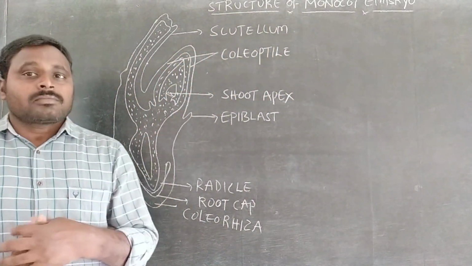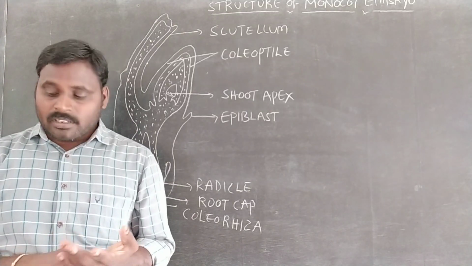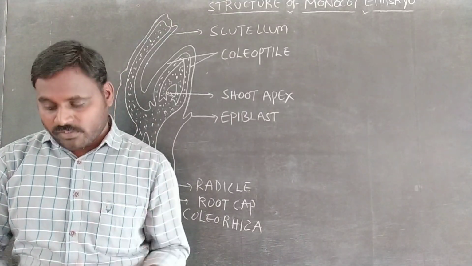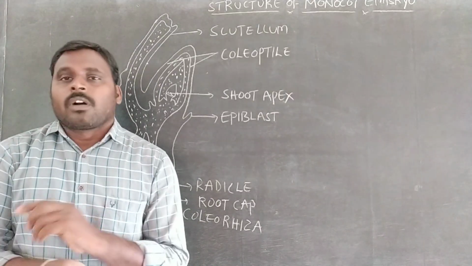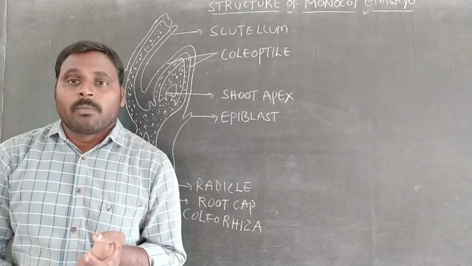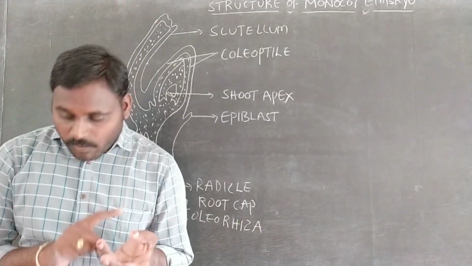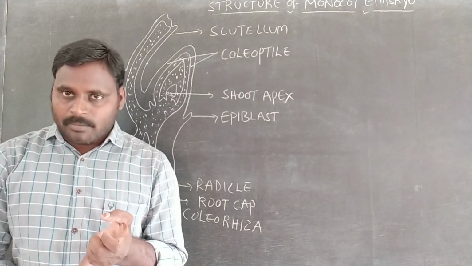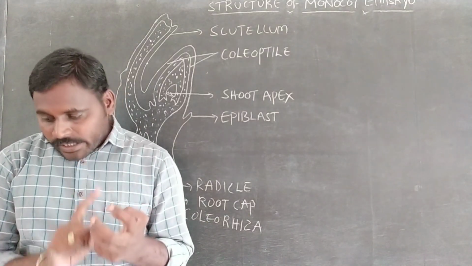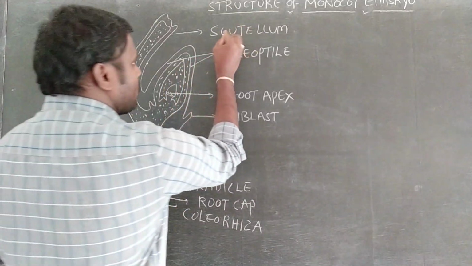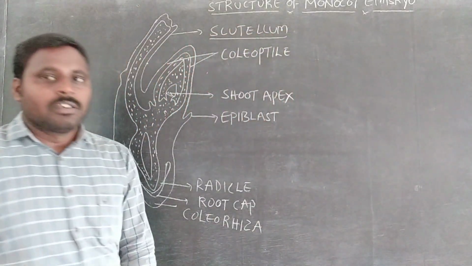In the previous class we studied the structure and development of the dicot embryo. The embryo of monocotyledons possesses only one cotyledon. The grass family comes under monocots. In the grass family, the cotyledon is called the scutellum.